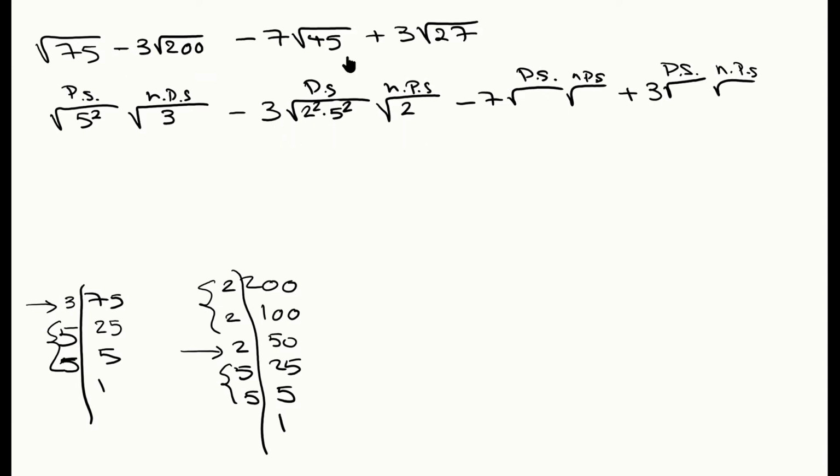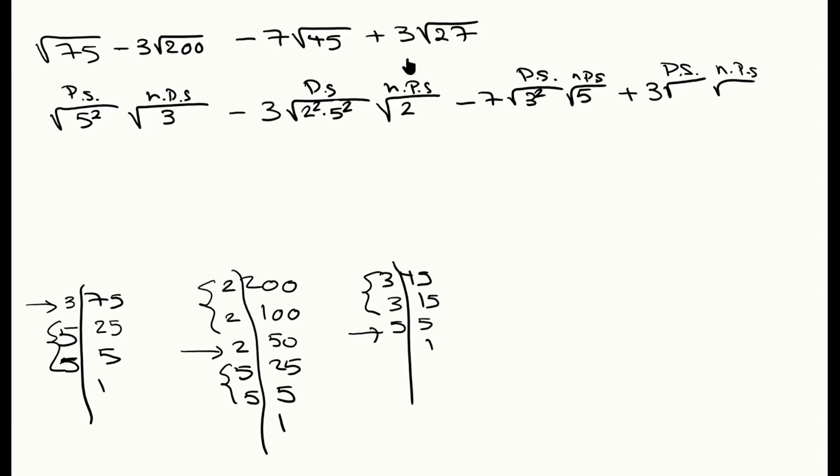Now we're moving to this one. So we're going to find the prime factorization of 45, which gives us 3 15. Another 3 gives us 5, and 5 gives us 1. So we can see there's a 3 squared hidden in there. We put that in the perfect square box, and we're left with a 5. That's going to go into the non-perfect square box.